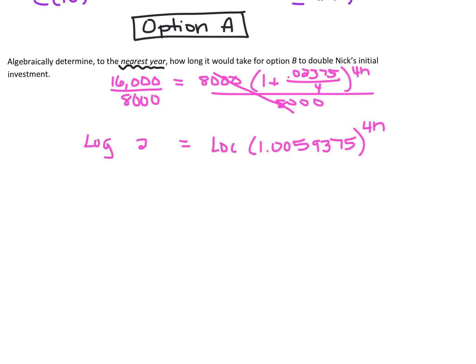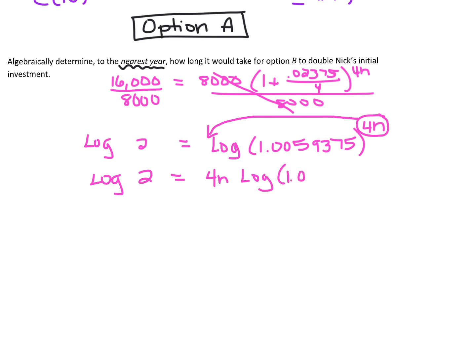And the reason we do that is because the power rule tells us we could take this exponent and bring it to the front of the word log. And then we no longer have it as an exponent. Okay, so the 4n comes to the front of the log.